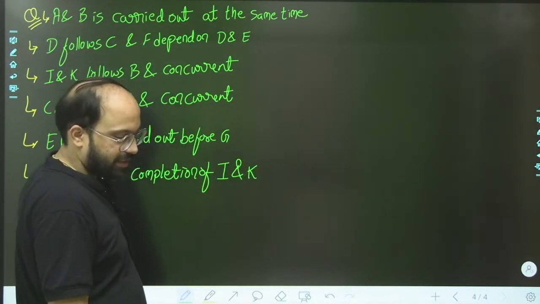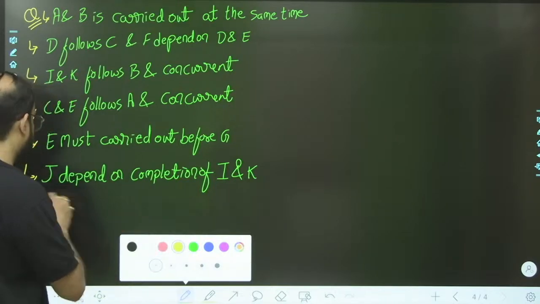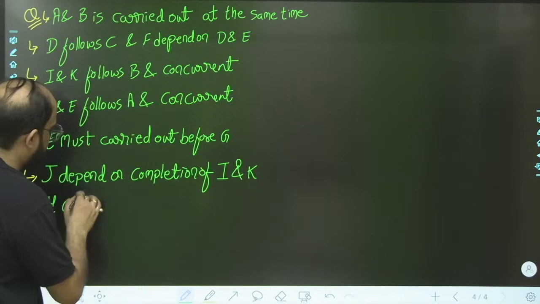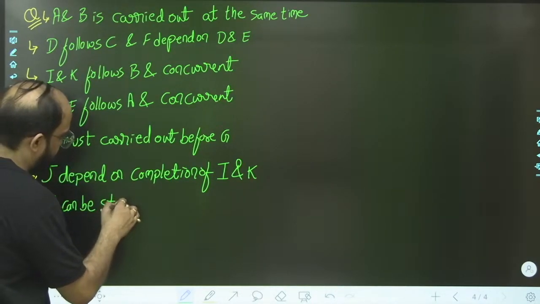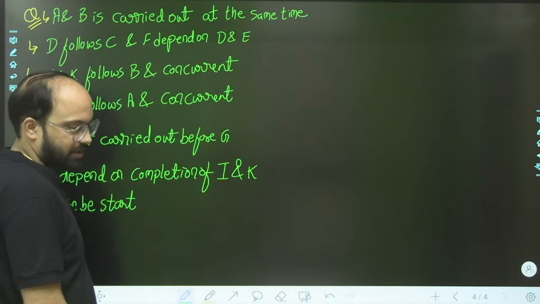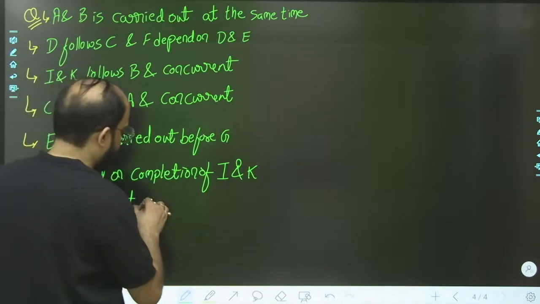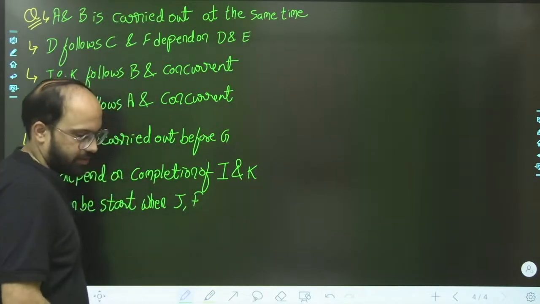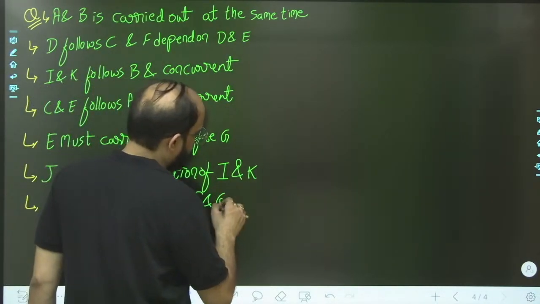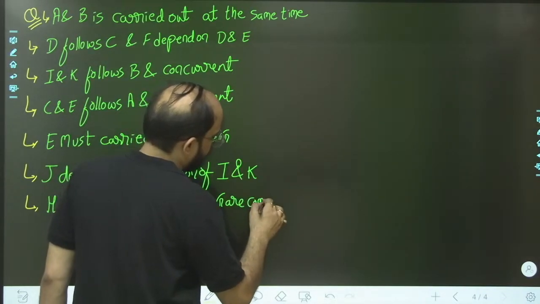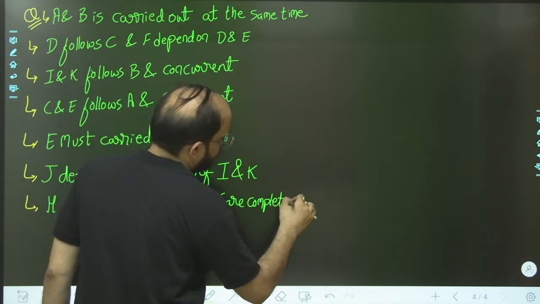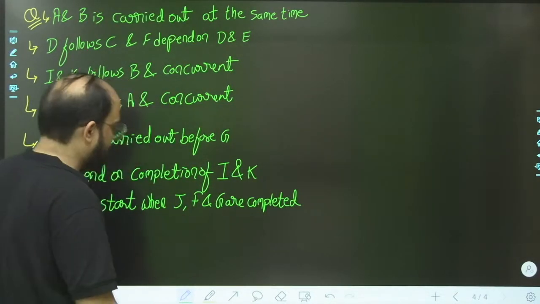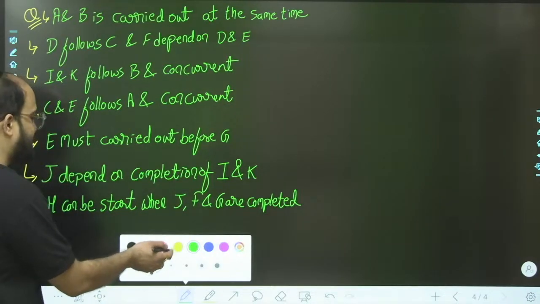Okay, next is H can be started when J, F and G are completed. And the last statement is H is the last activity.